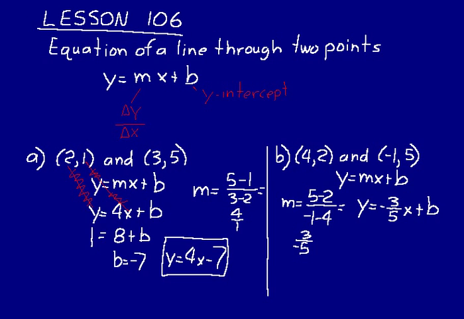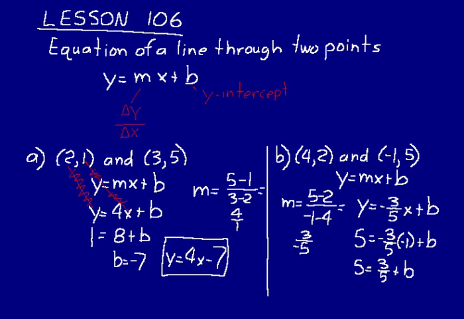Now, let's go ahead and solve for the y-intercept. And we do that by substituting either of those points in for x and y. We can substitute the first pair or the second pair. It doesn't matter which one we do. I'm going to substitute the second pair in, and so I'll have 5 for y, not -1. Y is 5, right? So I say 5 is equal to minus 3/5 times -1 plus b. Okay, and so then we have 5 is equal to 3/5 plus b.